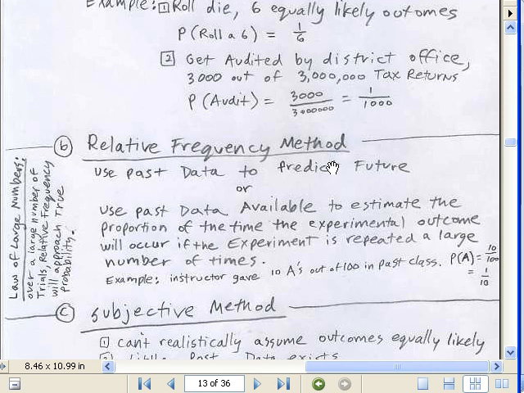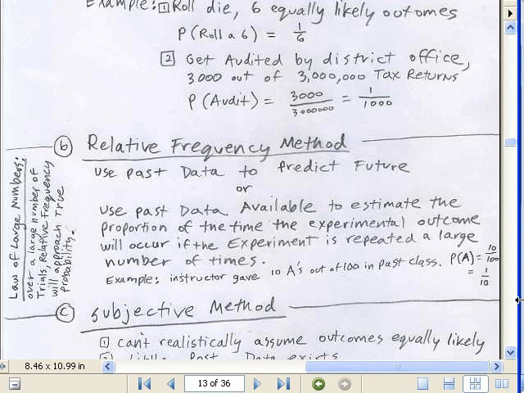relative frequency. Oh, we already did this. In earlier chapters, when we were counting how many particular items in a group or category there were, we then divided that number, that frequency, by the total. And in this method, you use past data to predict the future. For example, if your instructor gave out 10 A's out of 100 in the past class, then you could use that past information, 10 divided by 100, and you would get 0.1. That would be using the relative frequency.